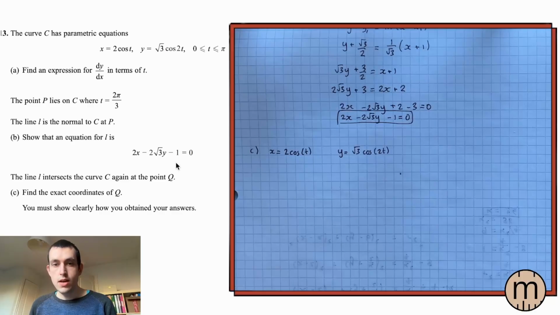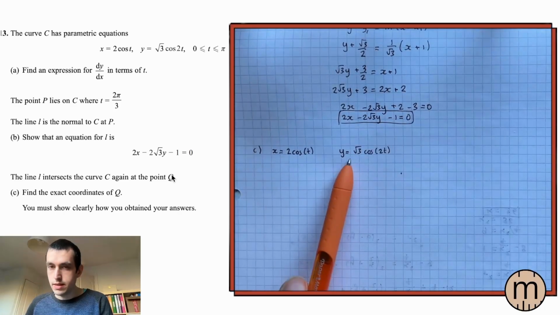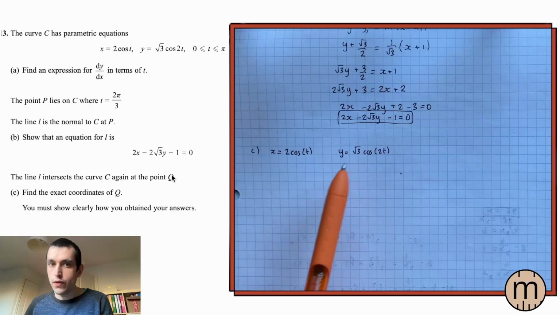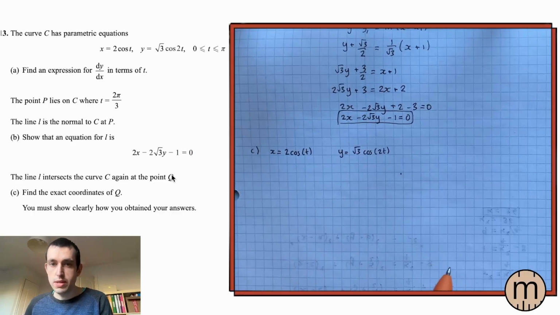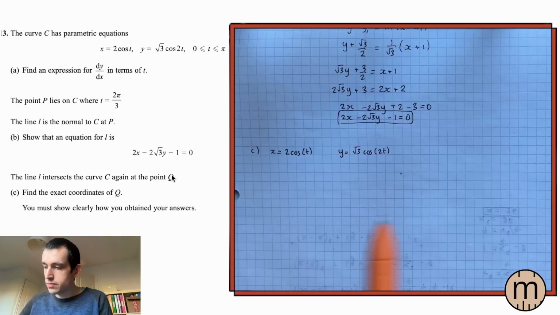And now for part C, whatever line we found in part B, whatever that looks like, I have no idea. It intersects the curve again at a different point, which we're going to call Q. We need to find the coordinates of Q. Well, this line has x's and y's in it, and this is x and this is y for the parametric equations. So it's just a big simultaneous equation, but with three different things now. So I'm going to pop it in.